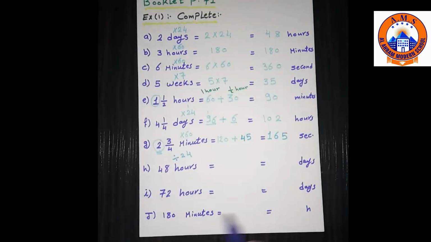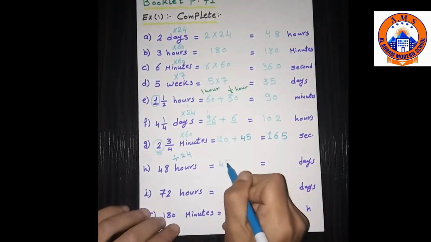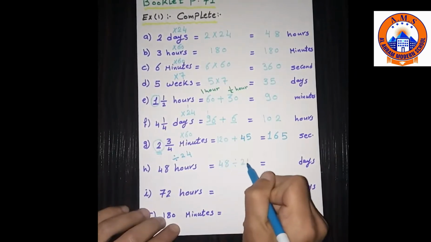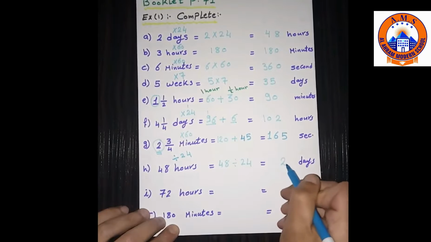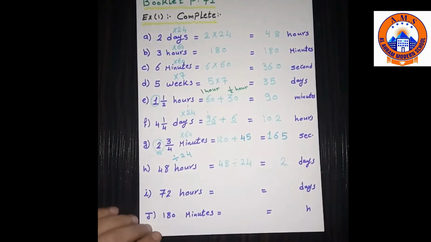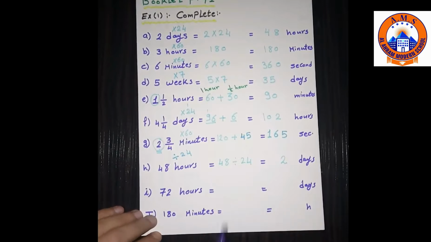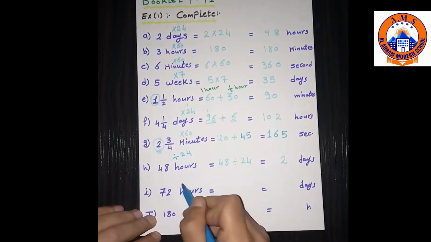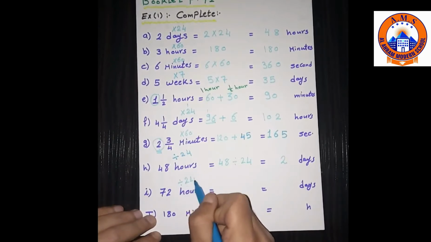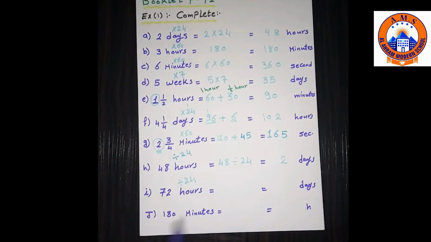We write our steps here. We divide 48 by 24. Our answer was 2 days. The next question, we change from hours into days. We will do the same steps by dividing these hours by 24. Let's make it outside.